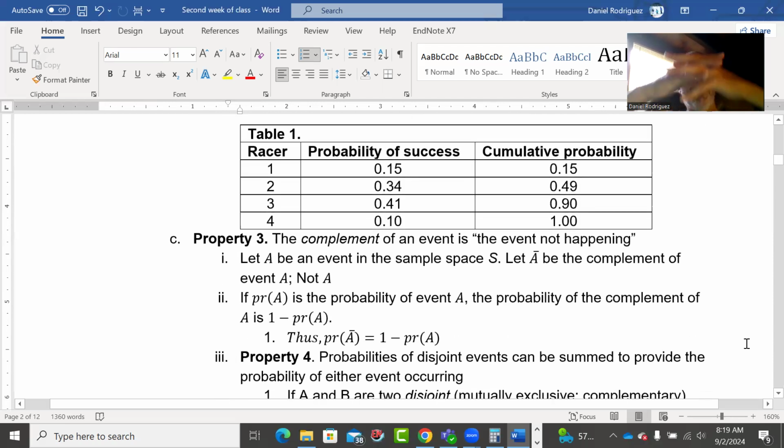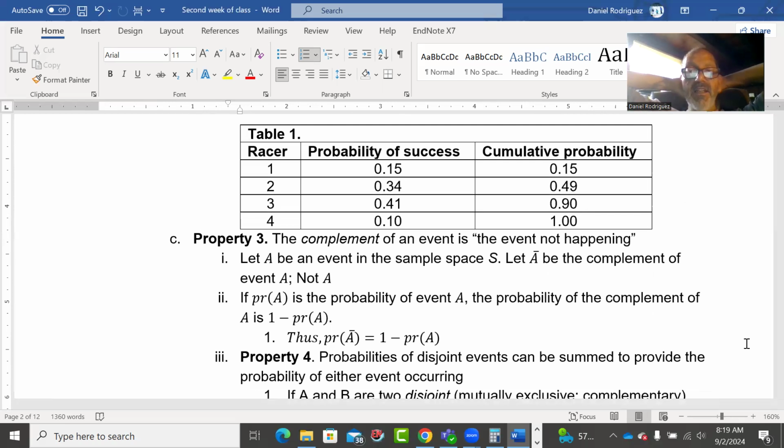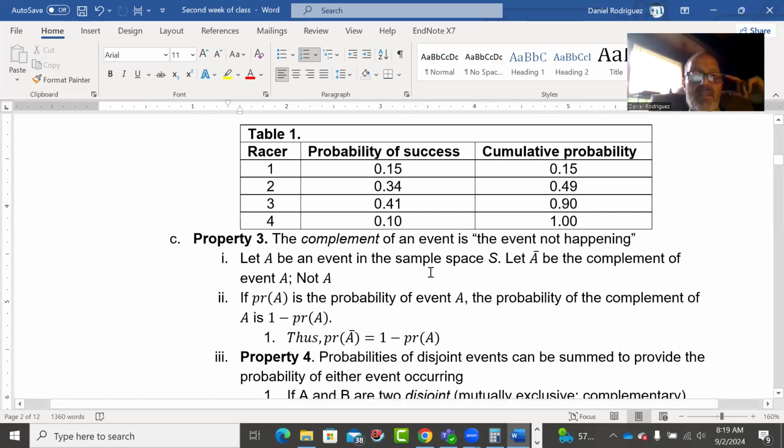Property 3: the complement of an event is the event not happening, right? People will argue that there's more than one complement to an event. Again, you can have things like the empty set as well within a sample space, but let's just say that there's either-or in these sample spaces. Let A be an event in the sample space S. So again, we'll use S for sample space.